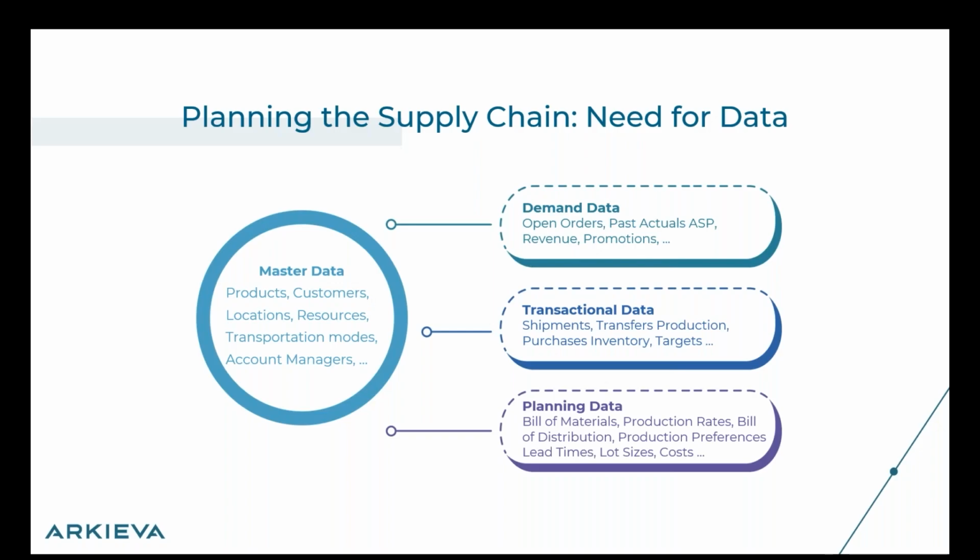So planning the supply chain, and this webinar is all about supply chain planning software implementation. Planning the supply chain does require a lot of data. It's very data intensive. And the types of data we need are both master data, things like products and customers and locations and so on. But it's also transactional data, things like demand, and shipments and transfers, and planning data, things like bill of materials and production rates and those types of things. So a lot of different types of data are needed.